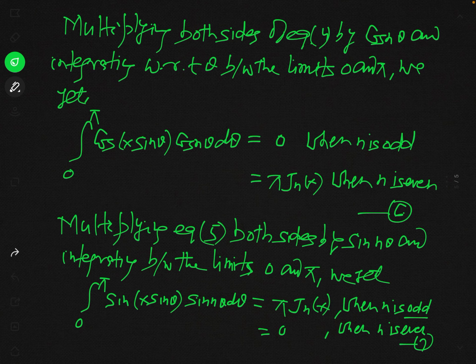Now we will simply add these two equations, 6 and 7. You can see in LHS there will be the sum of these two integrals, and in RHS when n is odd, there will be 0 plus pi Jn of x, that is pi Jn of x, and when n is even, then the sum in RHS will be pi Jn of x plus 0. It means when n is either even or odd, the result will be the same, and that will be simply equal to pi Jn of x.